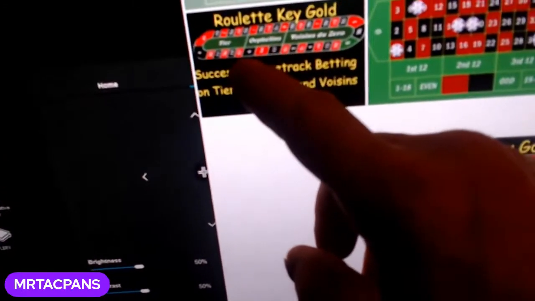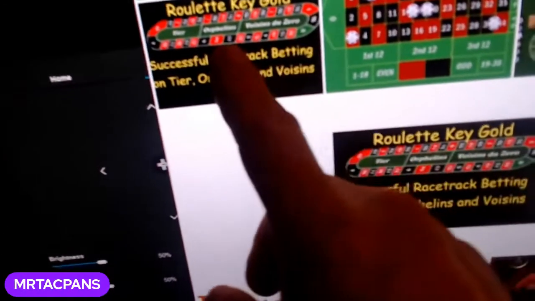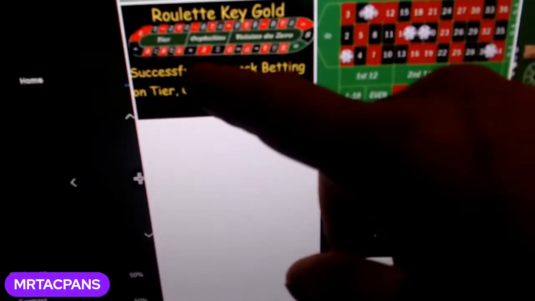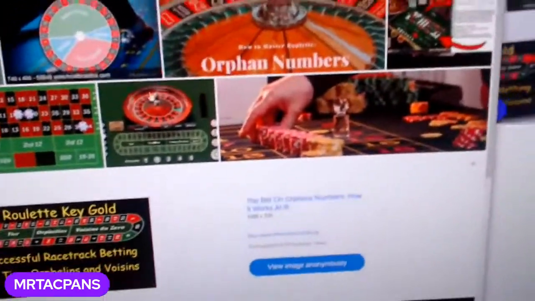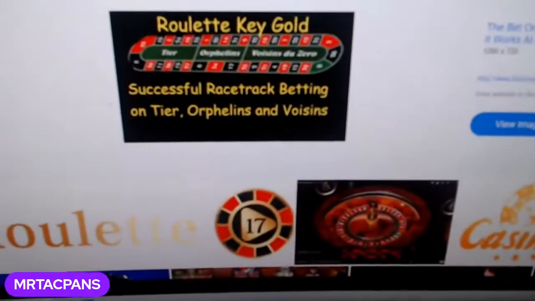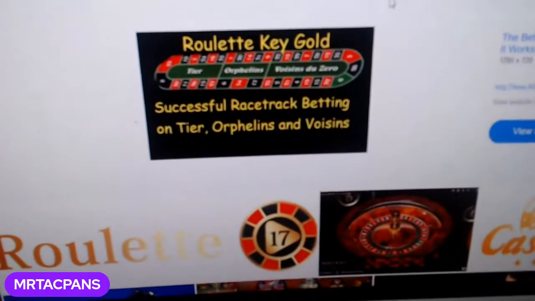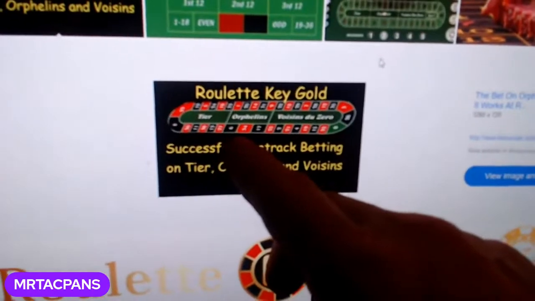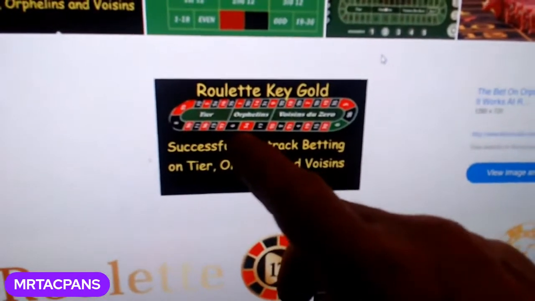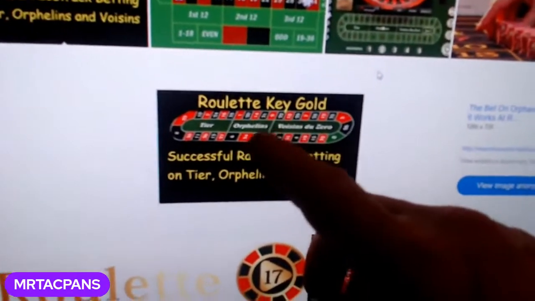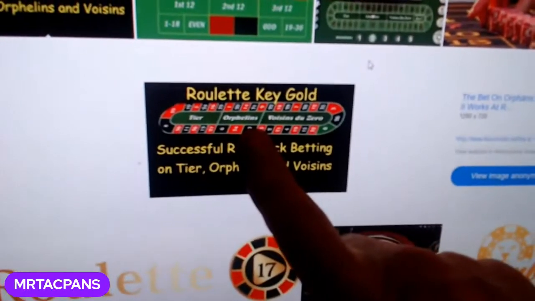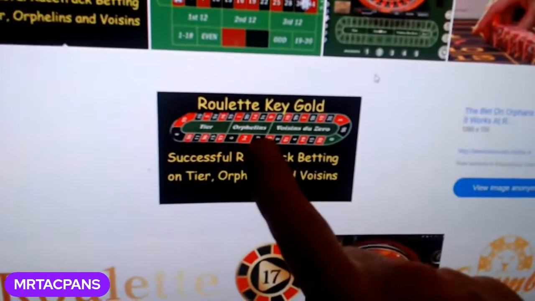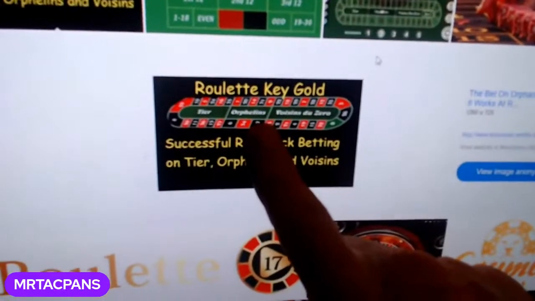34, 6, 34, 17. 6, 34, 17. I don't know if you can read it. It says orphan numbers. I wish you can read it. Orphan numbers. Maybe over here. The roulette key gold, successful racetrack. But it's 6, 34, 17. 6, 7, 8. It's 5775. Christ and the moon. Earth and the spirit.